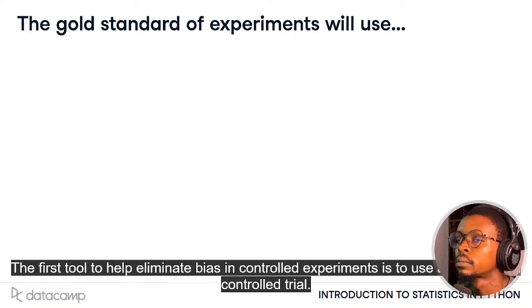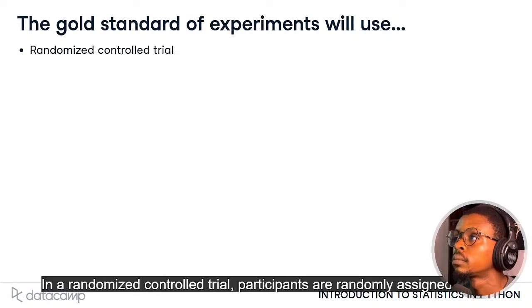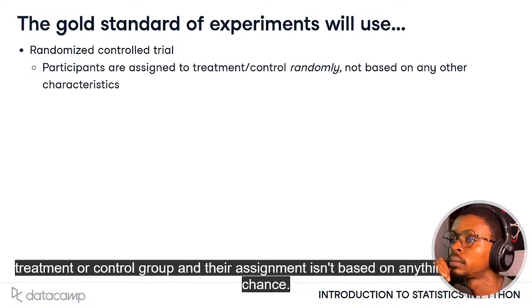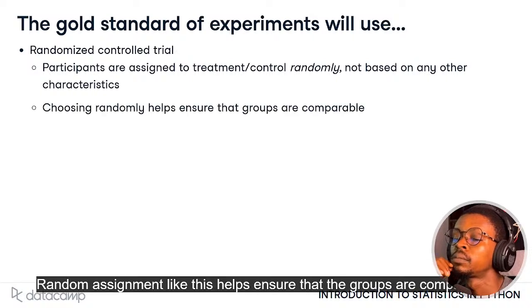The first tool to help eliminate bias in controlled experiments is to use a randomized control trial. In a randomized control trial, participants are randomly assigned to the treatment or control group, and their assignment isn't based on anything other than chance. Random assignment like this helps ensure that the groups are comparable.